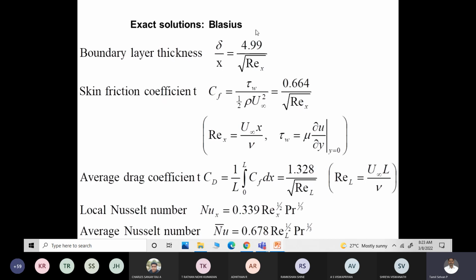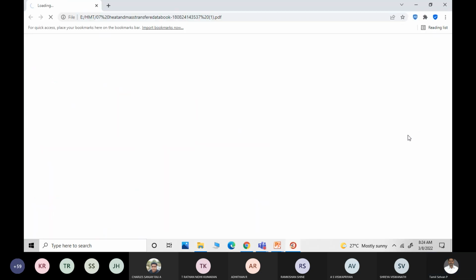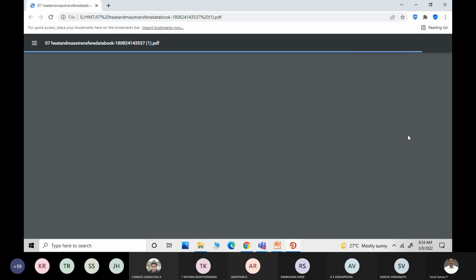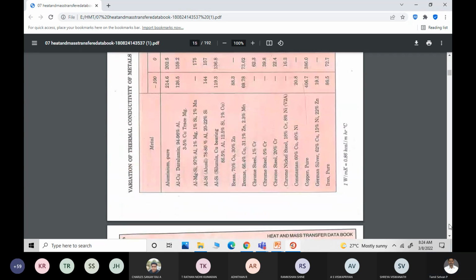So del is equal to 4.99 x, or 5 into x into Reynolds number to the power minus 0.5. That formula is there in the data book. I showed you yesterday. What is the page number?